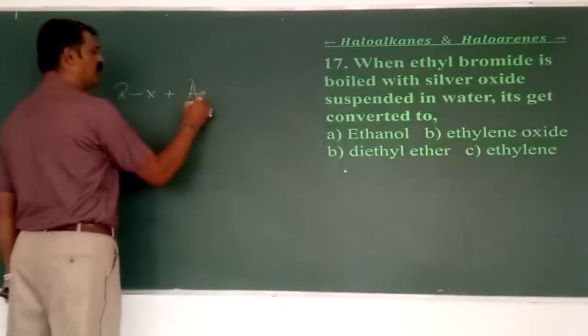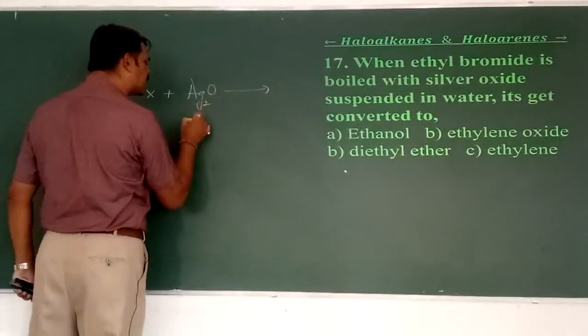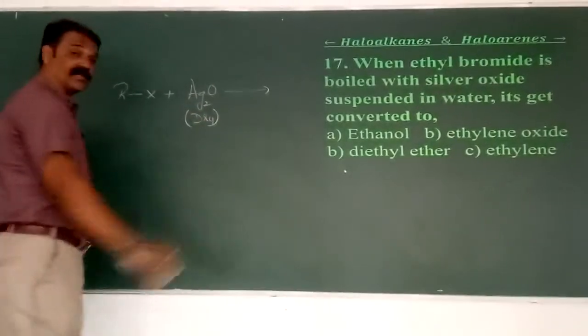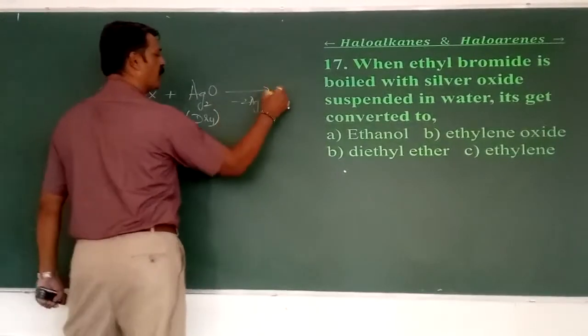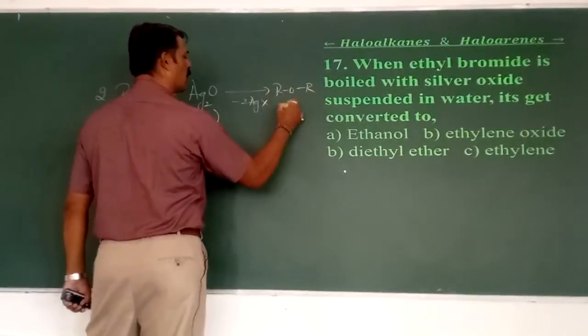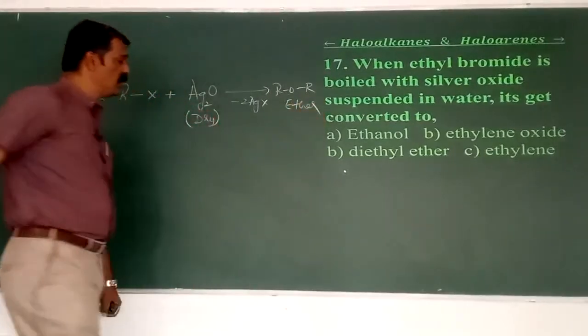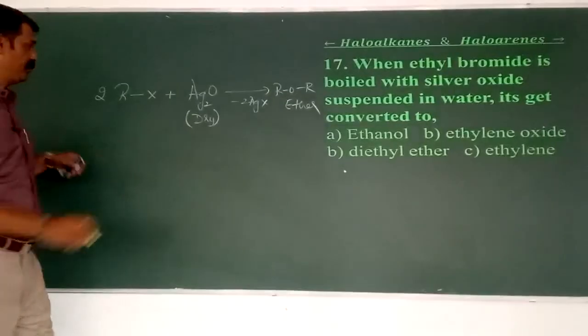RX is made to react with Ag2O, dry silver oxide. What oxide is it? Dry silver oxide. So here 2Ag means 2AgX has been removed. Here what is left? ROR, which is called an ether, when it is suspended in dry ether.